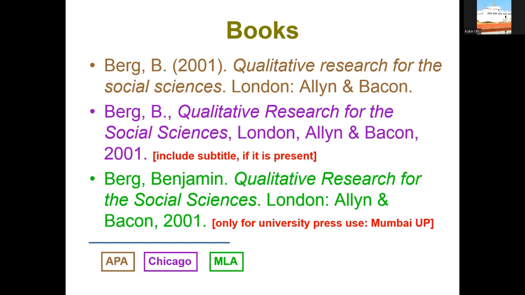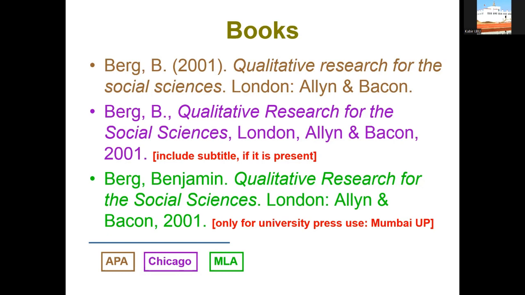Now come to the MLA system. Burg, Benjamin. Here we are seeing that the full name has been given. In the APA system and Chicago manual, we have seen it in abbreviated form, Burg B. But here, the full name has been given: Burg, the surname, comma, Benjamin, then dot, then Qualitative Research for the Social Sciences. The first letters of all the words are in capital letters. Then the name of the place where it has been published, then Allyn and Bacon, and 2001.